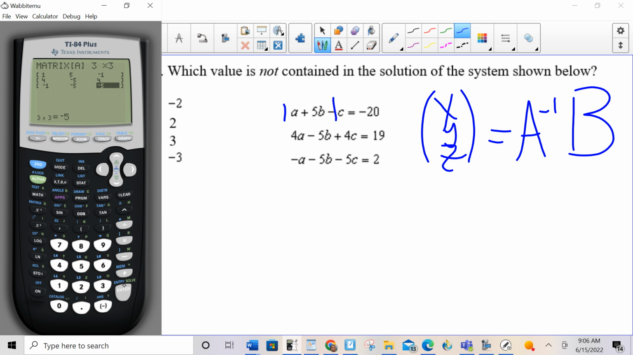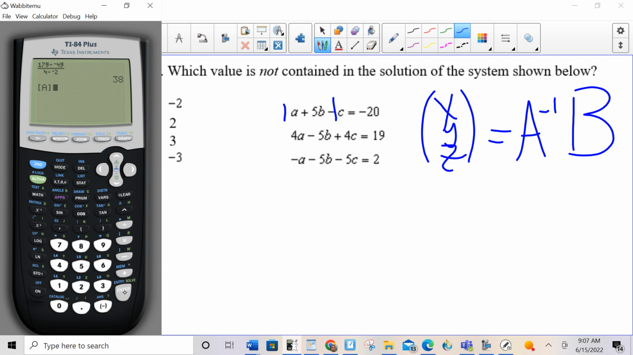That one looks good. I now go second matrix. I tab back to edit. I go to B. B is always a 3x1. Negative 20, 19, 2. To get out of here, second quit. X, Y, Z equals A inverse B.